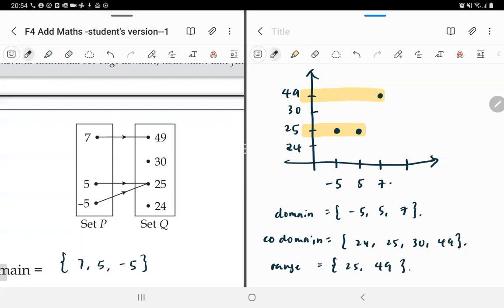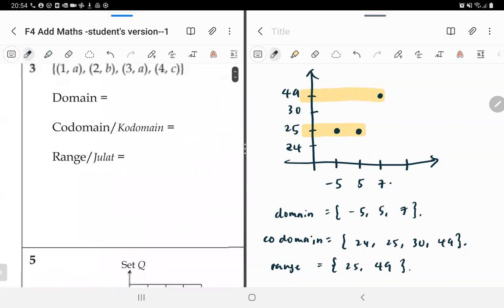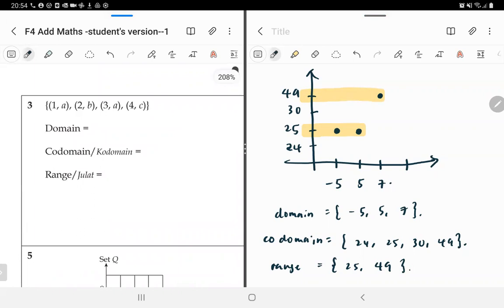Okay, so for this one, if you have questions like this, set notation, right? The domain will be all the objects, so it will be this one, 1, 2, 3, and 4. Domain 1, 2, 3, 4. Codomain will be the pair beside it. Okay, A, B, and A, C, right? So if you see here, this one is repeated, right? Since it is repeated, you don't need to write it twice, because it is the same thing, A. So you write A, B, and C only.